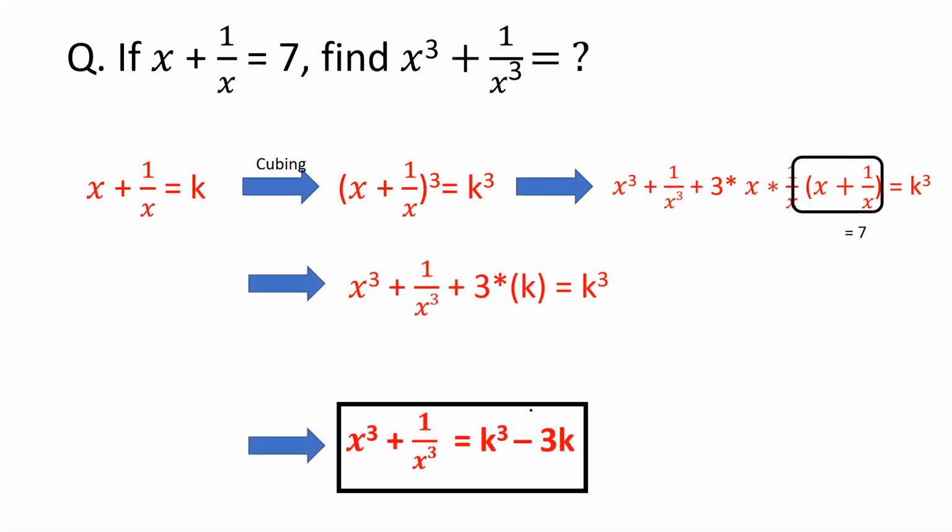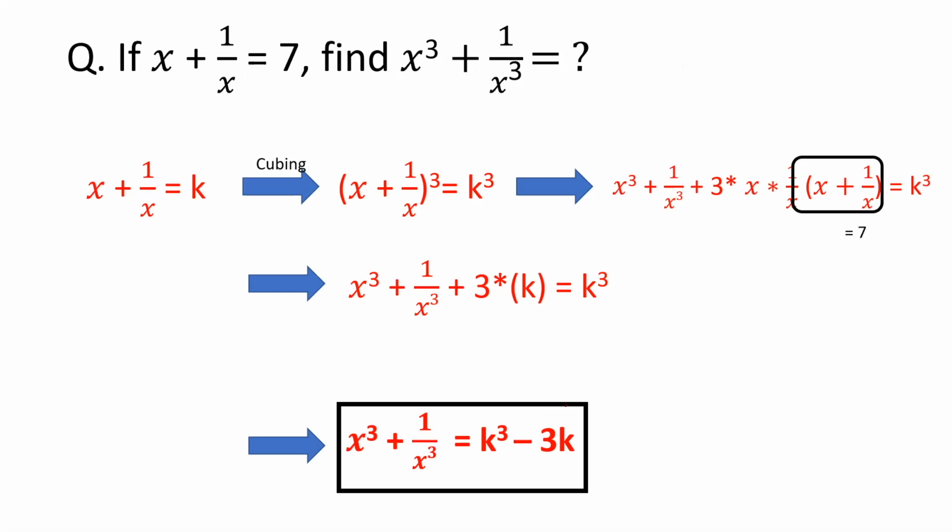So for any general value of x plus 1 upon x as k, how much will x cube plus 1 upon x cube be? k cube minus 3k, isn't it? So we can directly put the values here. In this case, k cube, in place of k we will put 7. 7 cube minus 3 into 7 is nothing but 343 minus 3 7s are 21. This is basically 322. As simple as that, right? Okay, let's solve one more question based on this, guys.